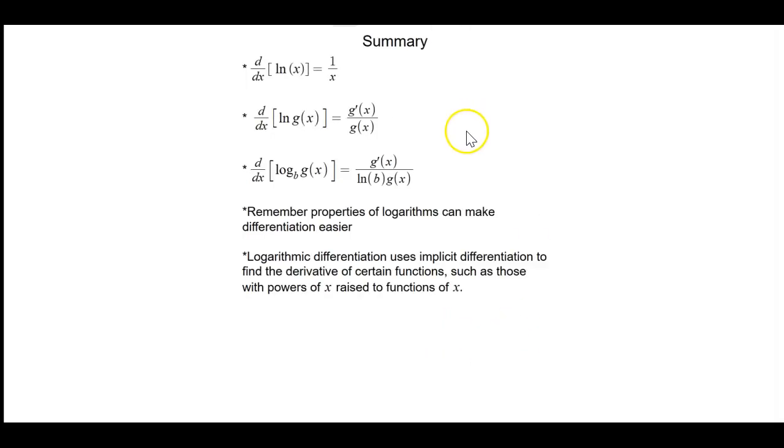So in summary, you're going to want to familiarize yourself with these three forms here. The derivative of the ln of a function and the derivative of log base b of a function. That's when the logarithm's on the outside function. Otherwise, you just use the chain rule as normal. And remember that the properties of logs can make differentiation easier if you remember the properties. And logarithmic differentiation is sometimes required with certain functions, especially when you have a function of x raised to a function that also contains x.